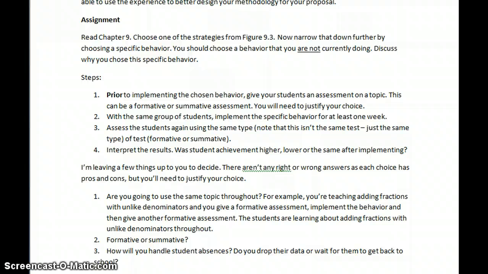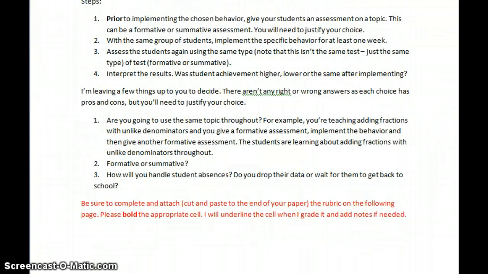Again, this is not a standard research design, but still you get an idea of looking at this. Did the students achieve higher, lower? Did it stay the same? I just want to give you practice taking data and looking at the results. There are a few areas here that I'm going to let you decide what you want to do. First thing, are you going to use the same topic throughout? And I give the example of adding fractions.